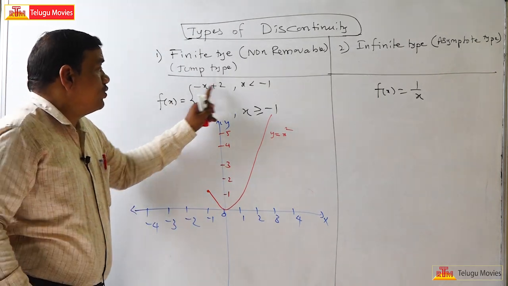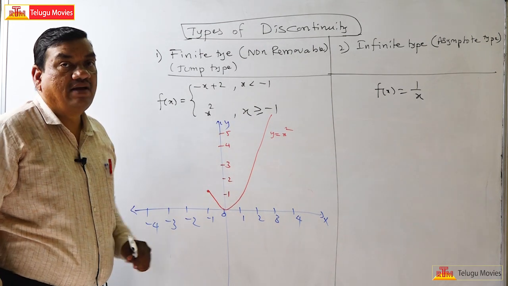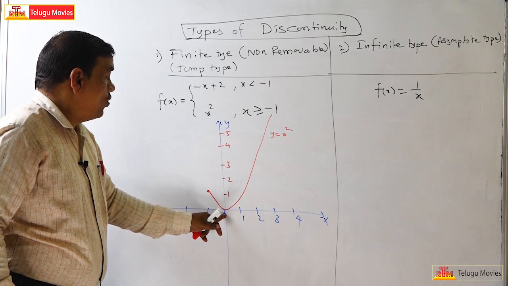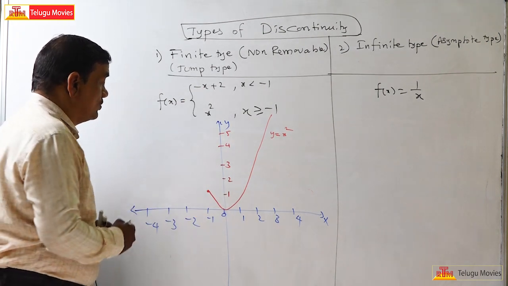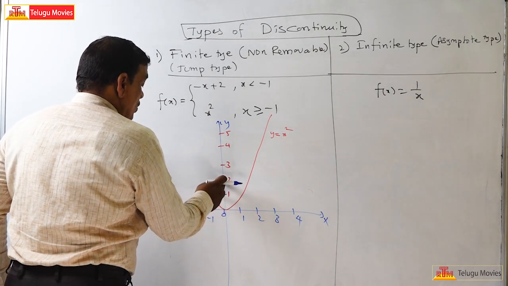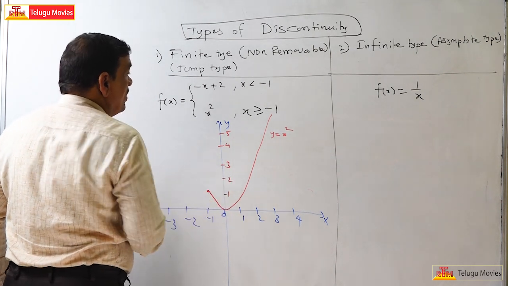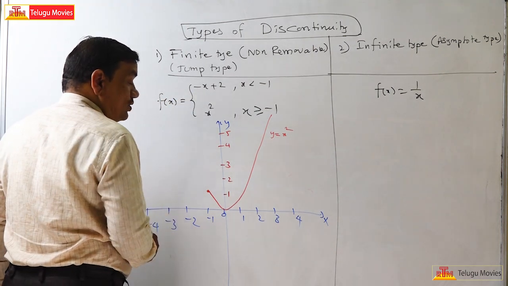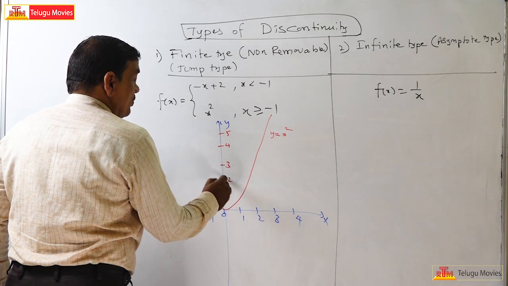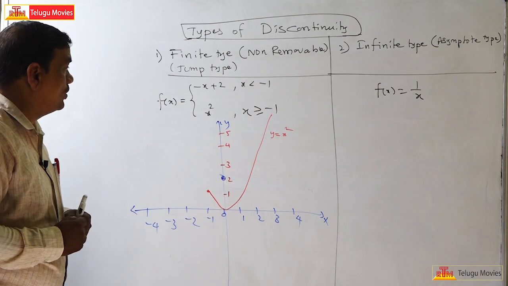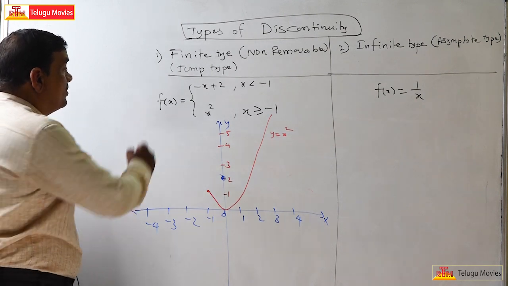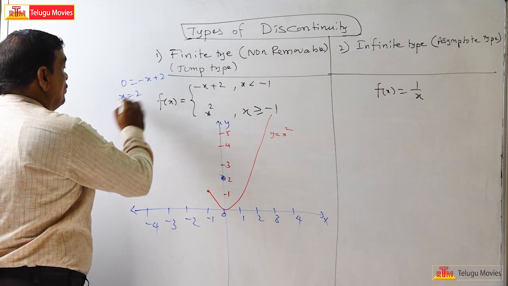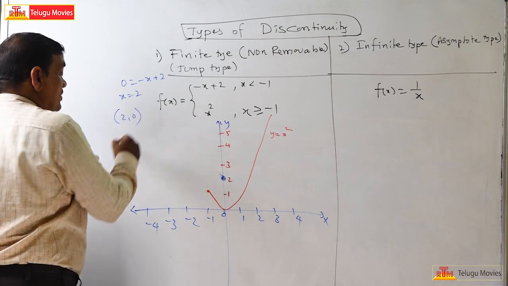And coming to y is equal to minus x plus 2 when x is less than minus 1. So let us take x is equal to 0. If you take x is equal to 0, the y value is 2. So we get the point 0 comma 2. Another one, if y is equal to 0, minus x plus 2 is 0, therefore x is equal to 2, so this is 2 comma 0.